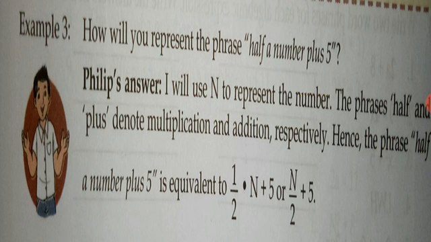The last is half a number plus 5. Half a number plus 5 means that you will get the half of the number. So one half n, then plus denotes addition, so plus 5. Or you can just write a number divided by 2, plus 5.